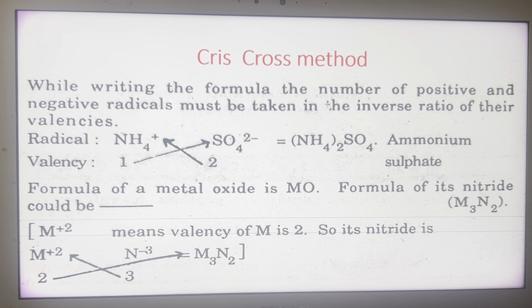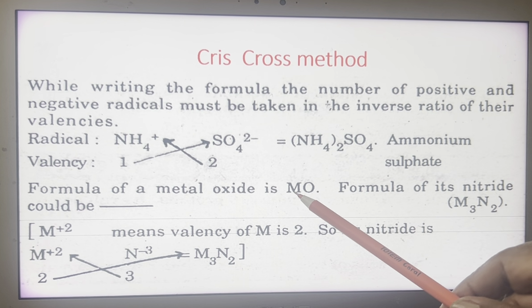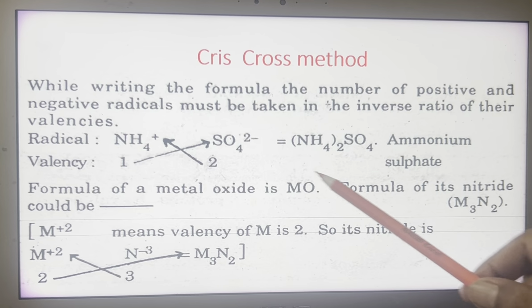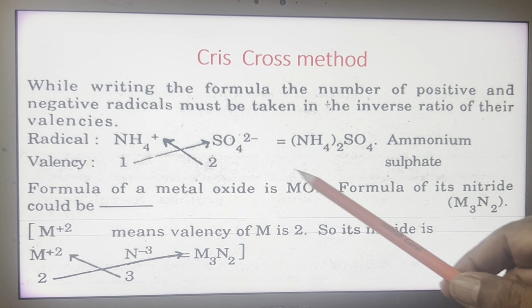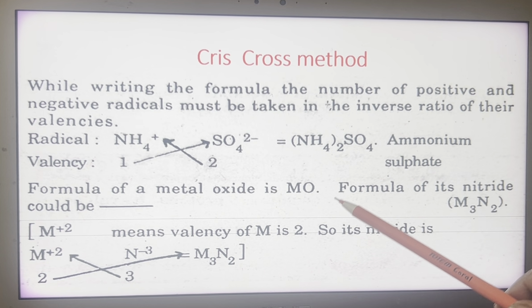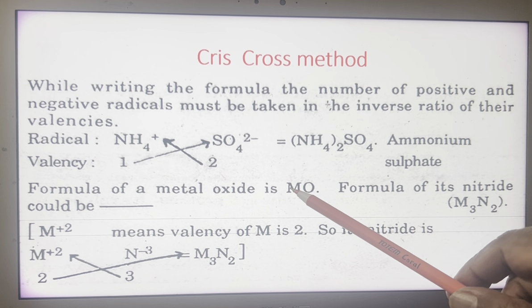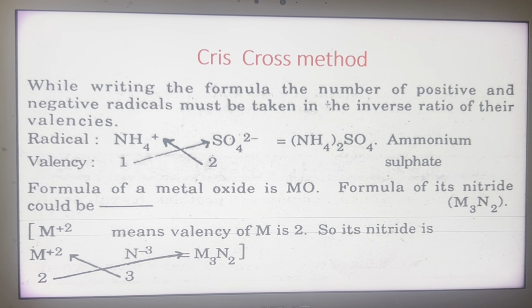Now metal oxide. The oxide ion is O2 minus, as you know already from the list. So M should have 2 plus, then only it will be neutral. Metal has 2 plus. You have to find out the formula of this metal nitride. This is the answer. How it came, let us see. M has 2 plus from this formula.